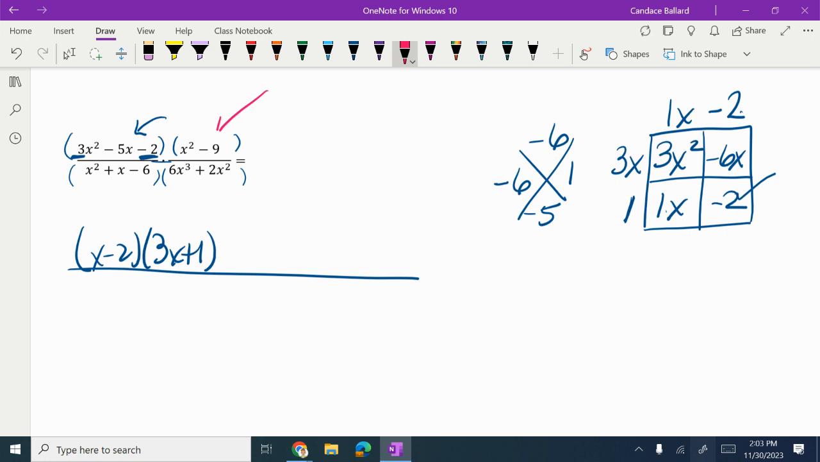I'm going to factor this one here. I notice it's two terms, and this is a square number. So I'm going to use difference of squares factoring. I'm going to take the square root of x squared, which is x. I'm going to take the square root of 9, which is 3. I'm going to make 1 a plus and 1 a minus.